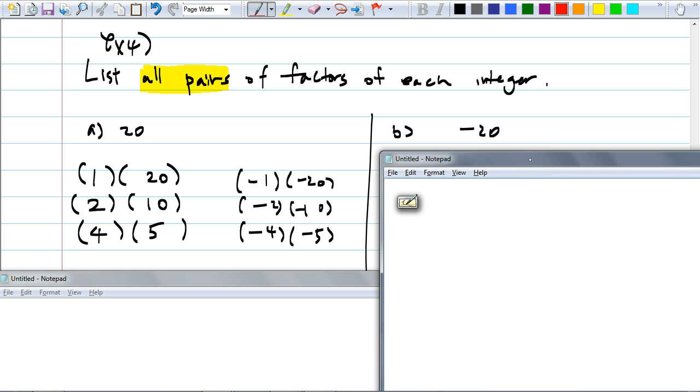Okay. Now, can you do it for negative 20? Go ahead. I'll wait. Let's see if you can do it for negative 20. Do the same thing for negative 20. Go ahead. I'll wait. How many pairs did you get? Raise your hand. What did you get, Paige? You got 6 pairs? You're right.